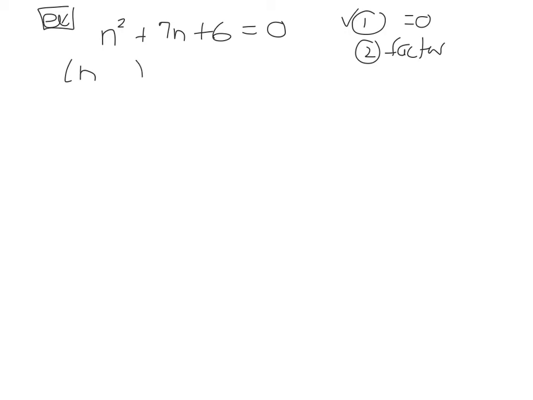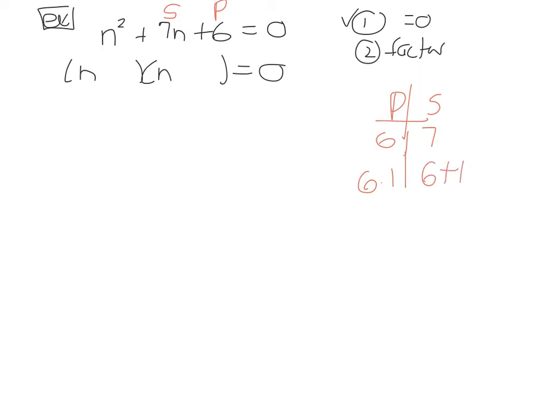It's going to have an n and an n equals 0. And I have to do product and sum. So the product of the two numbers is 6. The sum is 7. The numbers are going to be 6 and 1 because 6 plus 1 equals 7. So that's a positive 6, positive 1.